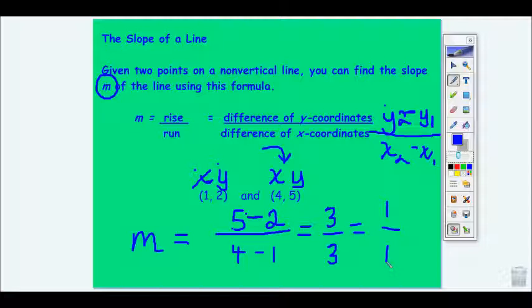That means I would go up 1 unit and over to the right 1 unit. For each one of the points I would find on that line, the difference between them would be going up 1 and to the right 1.